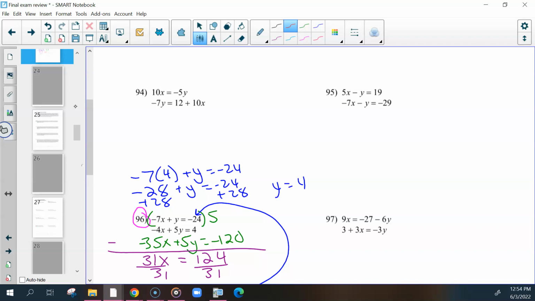So for 95, our y values are the same. So we can eliminate these by subtracting these two equations together. If they have the same, subtract. If they're different, add. 5 minus a negative would be positive 12x. Negative y minus a negative doesn't cancel. 19 minus negative 29 would be adding, 48. I don't know if that's accurate. Whoops.